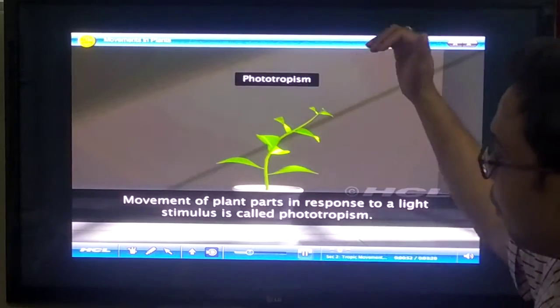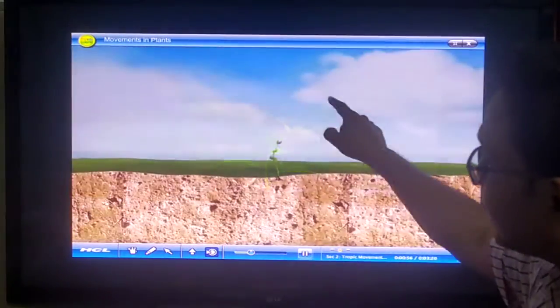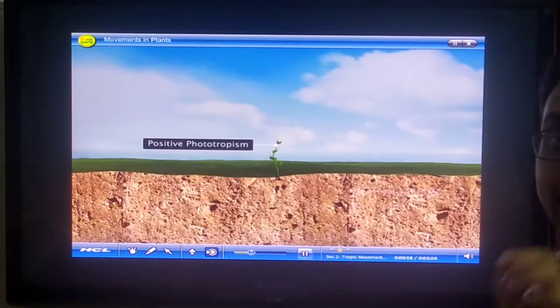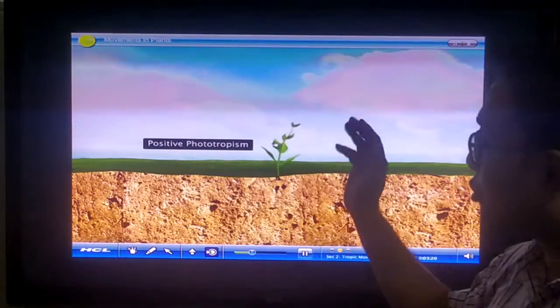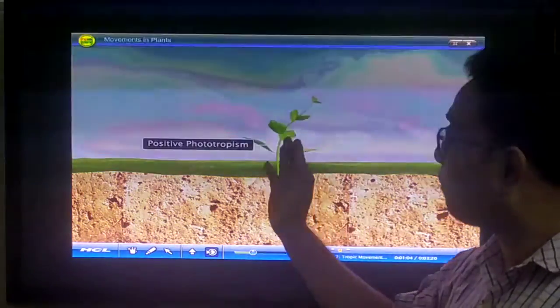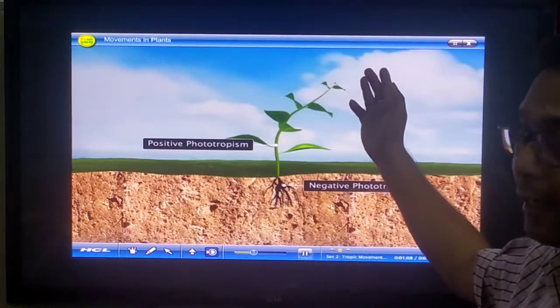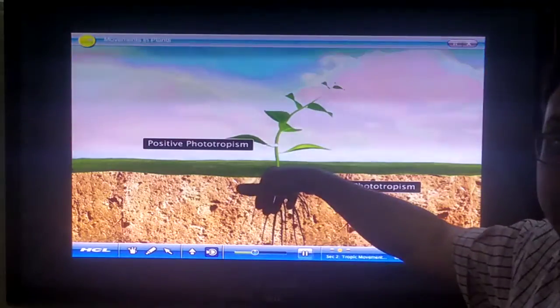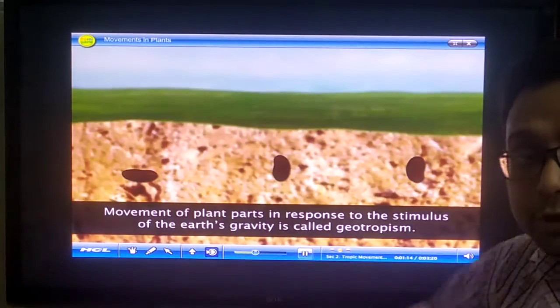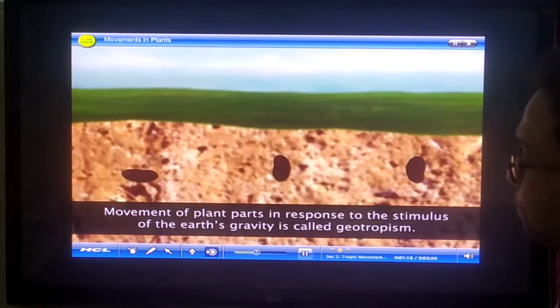This is called phototropism, because this movement of plant parts is happening due to light, right? Positive phototropism shows the shoot moving towards the sunlight. On the other hand, roots show negative phototropism, so they go opposite to the sunlight, right? Bear in mind, that is the most important.